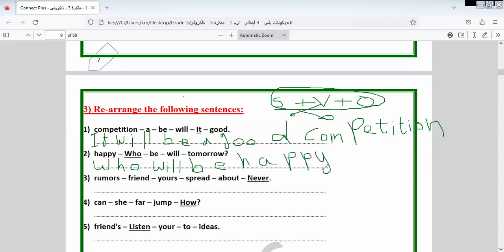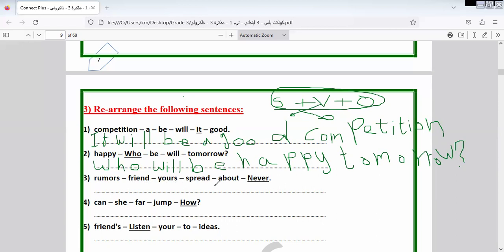I would like to say, if you have a question, don't forget to put the question mark at the end of the sentence. Okay. And I put the question mark at the end of the sentence here. Don't forget to put it at the end of the sentence.